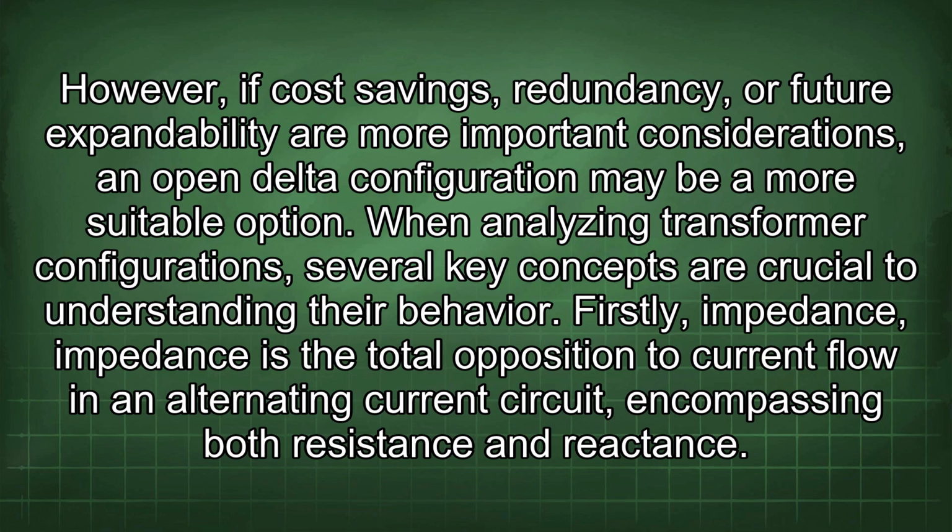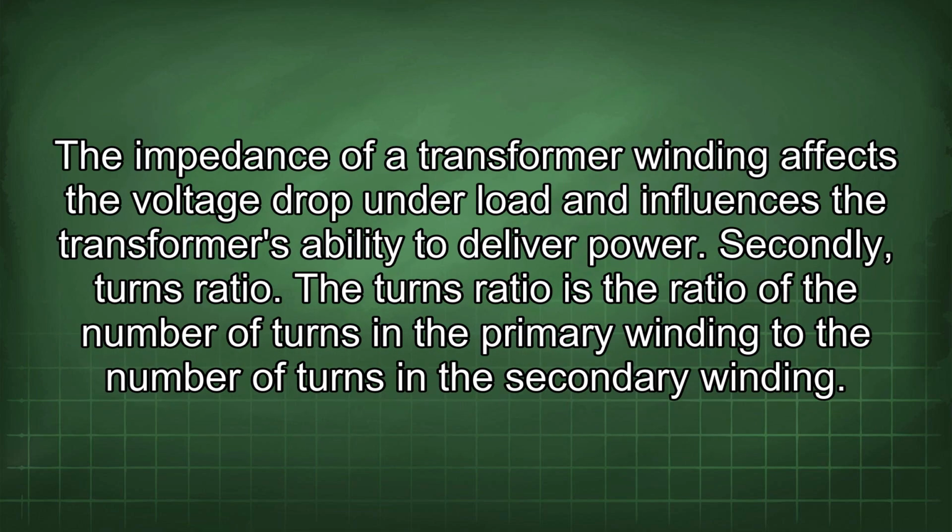When analyzing transformer configurations, several key concepts are crucial to understanding their behavior. Firstly, impedance. Impedance is the total opposition to current flow in an alternating current circuit, encompassing both resistance and reactance. The impedance of a transformer winding affects the voltage drop under load and influences the transformer's ability to deliver power.